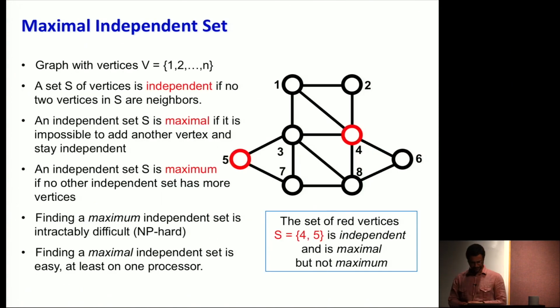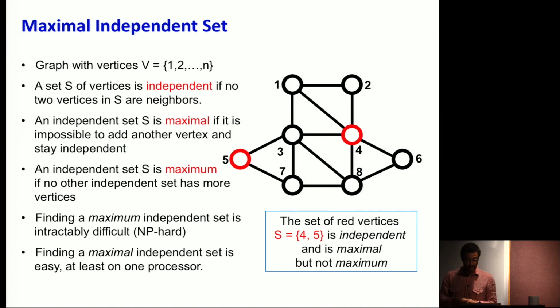So what's a maximal independent set? That's a good application of randomization and parallelism. A maximal independent set is a set of vertices that are not neighbors of each other, and you can't increase that set by adding another one. This doesn't mean it's maximum, which means there might be another independent set of higher cardinality. The only thing maximal says is that if you give me that set, I can't increase it by adding another vertex. That's all it means.